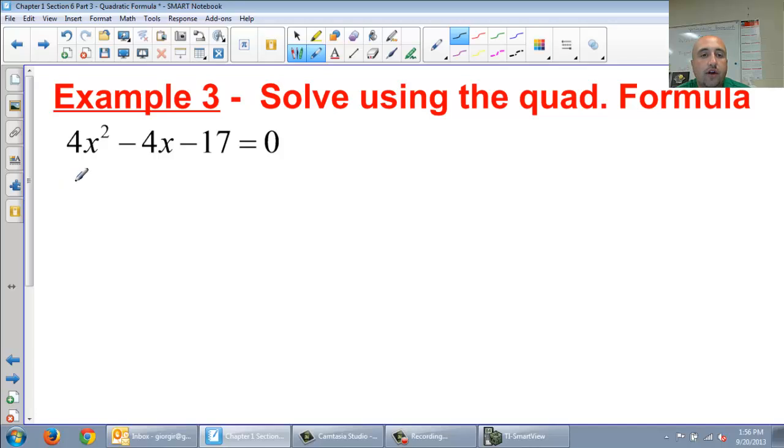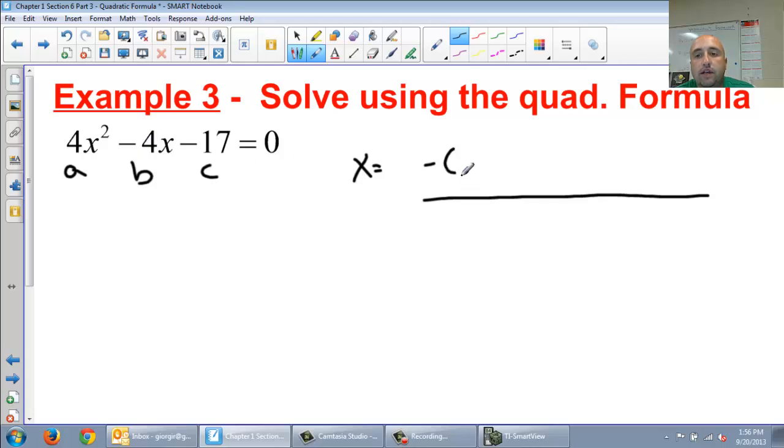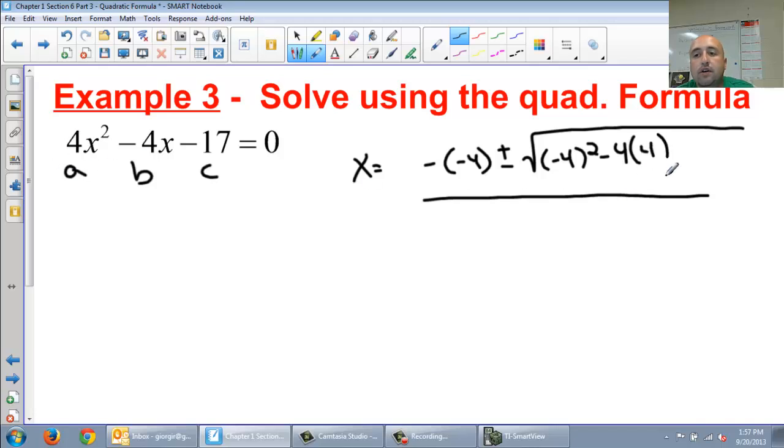It already is equal to 0. It's already in the correct order. I noticed that A is 4, B is negative 4, C is negative 17. So let's set up our problem. Negative B is negative 4, so negative 4, plus or minus B squared, B is negative 4 again, minus 4 times A, which is 4, times C, which is negative 17, and then all over 2 times A, which is 4.